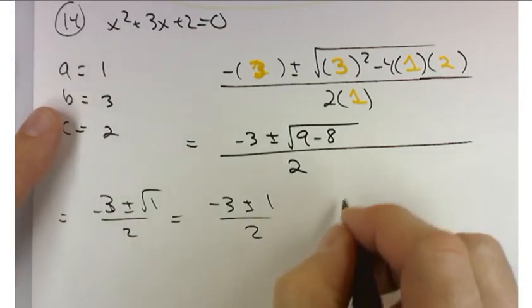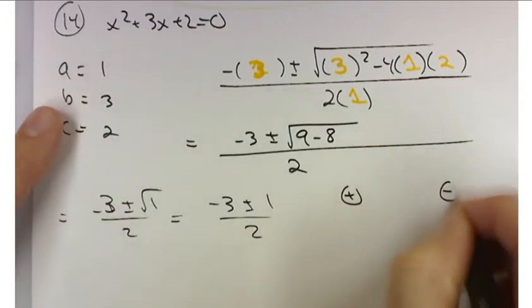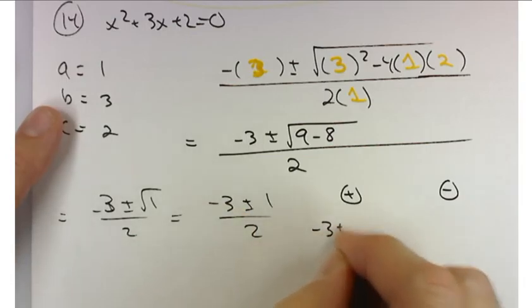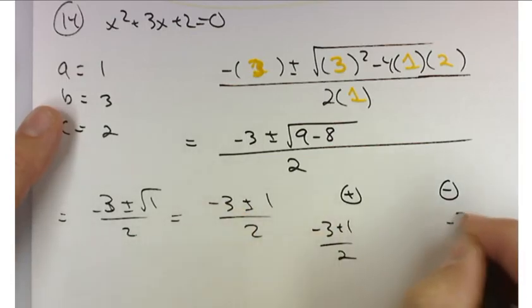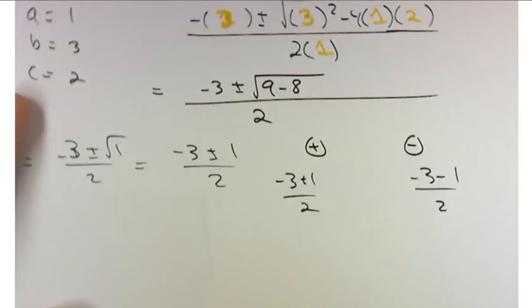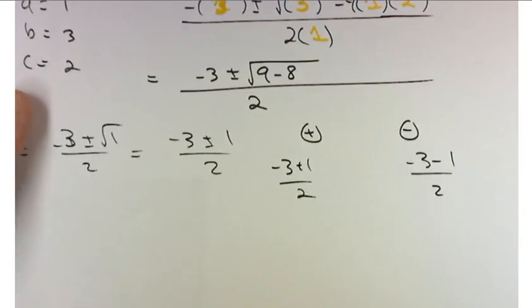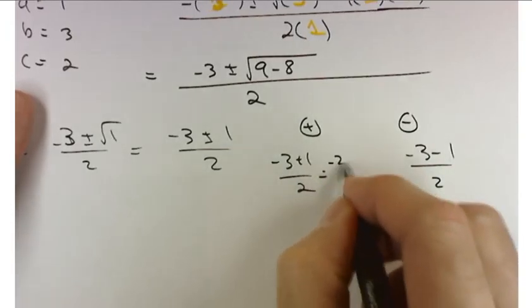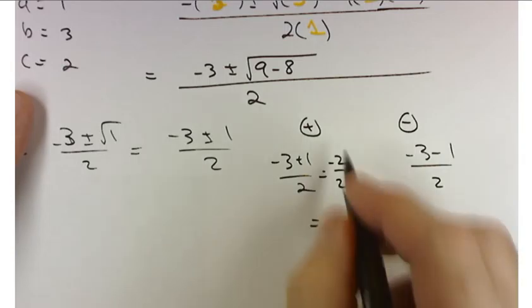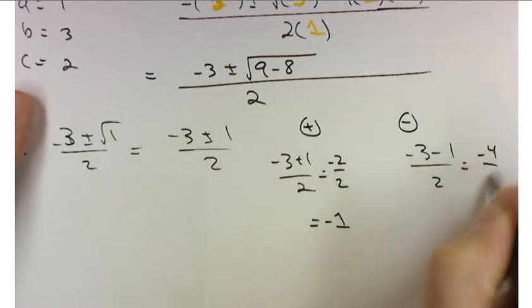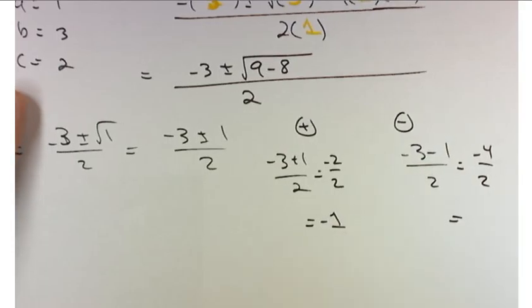Now let's keep in mind that there's really two cases here. There's the positive case, negative 3 plus 1 over 2, and the negative case, negative 3 minus 1 over 2. Let's see what we get in both of these. Negative 3 plus 1 is negative 2. Negative 2 divided by 2 is negative 1. How about for the other one? What do I get there?